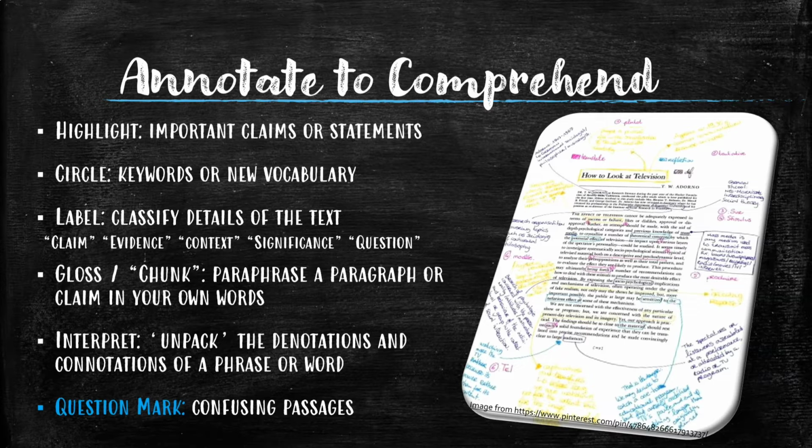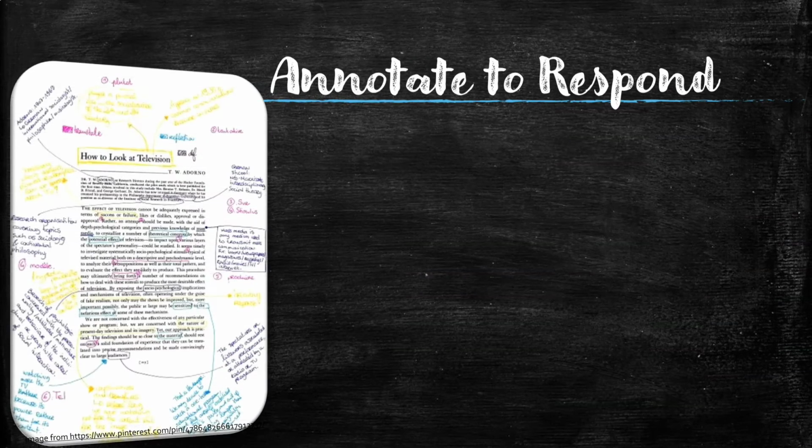So take a look at the notes that you just wrote down on this section and see that you have noted these types of tools: highlighting, circling, labeling, glossing or chunking, interpreting, the difference between interpreting denotations and connotations, and finally of making sure that you have written down question marks in your passage. And let's move on to annotating to respond and engage and analyze the source.